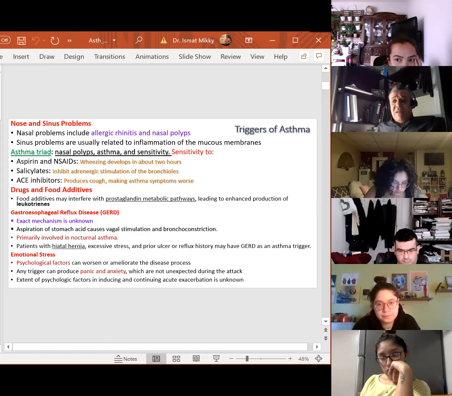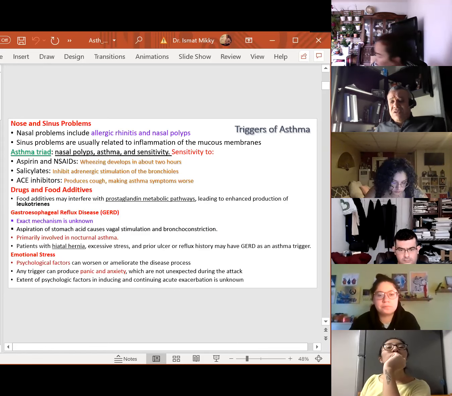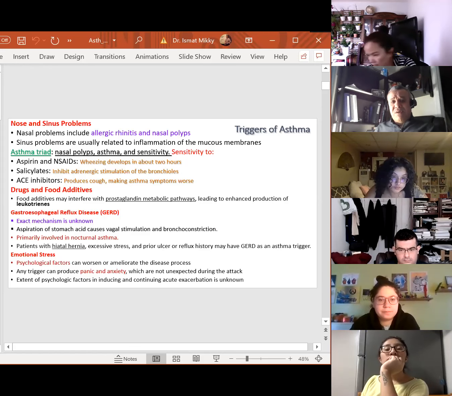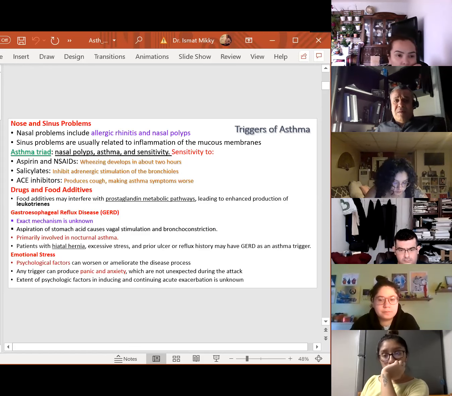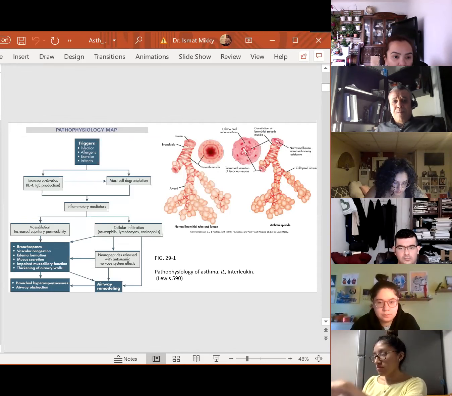Aspirin inhibits the adrenergic stimulation of the bronchioles, and these are some of the specific pathophysiology related to certain allergens and drugs. This slide talks about the specific types of allergens and the pathophysiology associated with them, and tries to explain the association between the allergens and the development of the asthma attack.